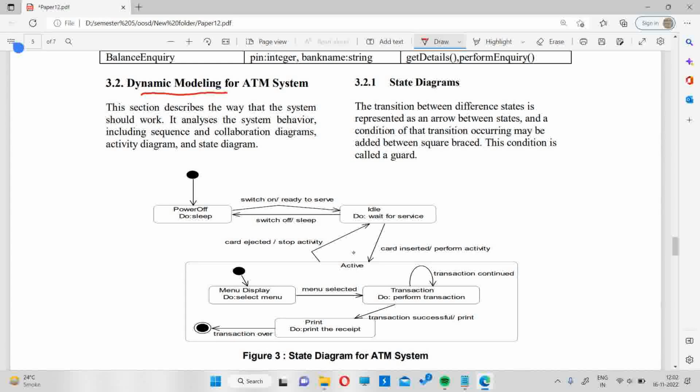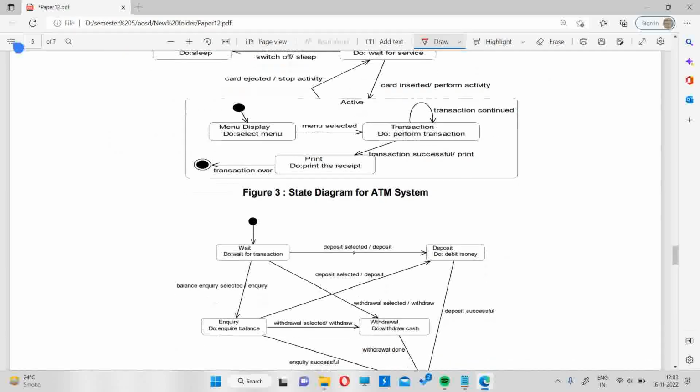Now what we have seen in the static modeling is that it focuses on our structure. Dynamic modeling focuses on the system behavior, which includes the sequence and collaboration diagram, activity diagram, and state diagram. We will be discussing only the state diagram and we will not be going further. So what happens in the state diagram? I have told you before that there will be different states of the ATM machine. How transitions occur between those states is shown in that particular ATM diagram. So we will directly see what the diagram is saying.